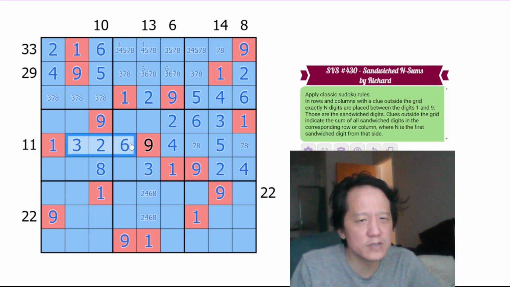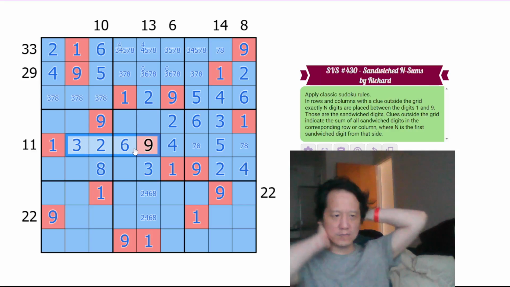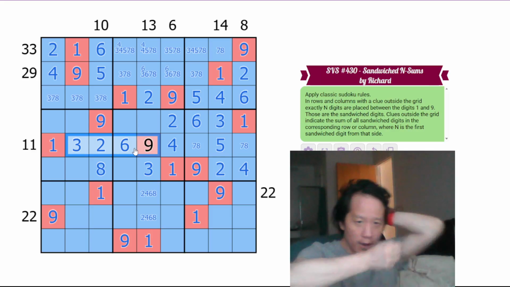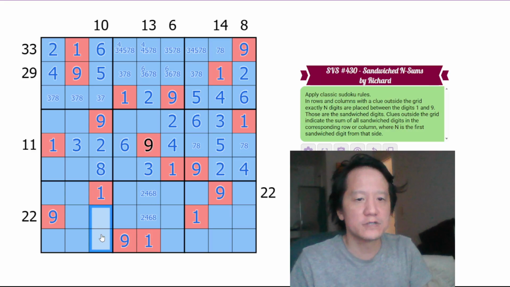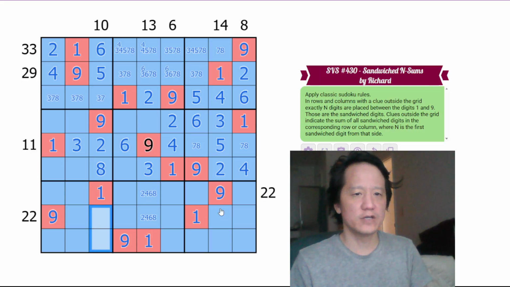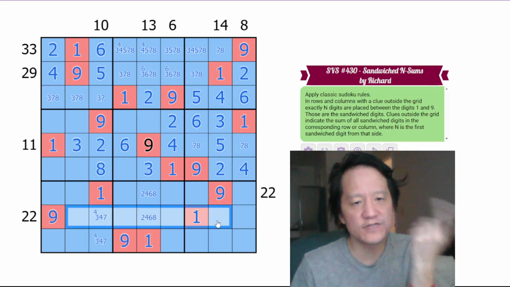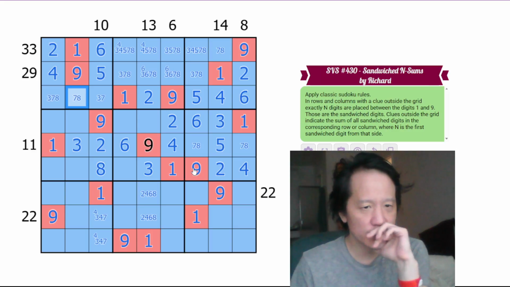Three, 2, and 6 adds up to 11. It can't be 3, 4, and 4. This can't be 8 here. The rest of column 3 is 3, 4, and 7. So one of these is a 4. I mean, this is 5 digits, so I don't get it. This can't be 3.